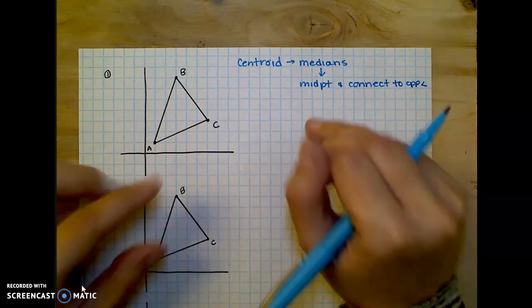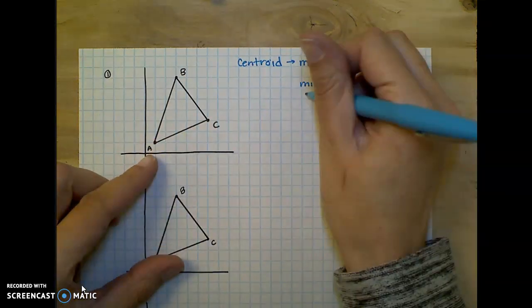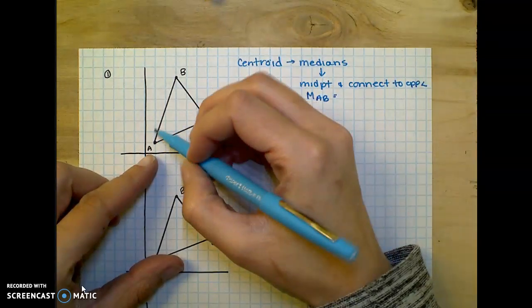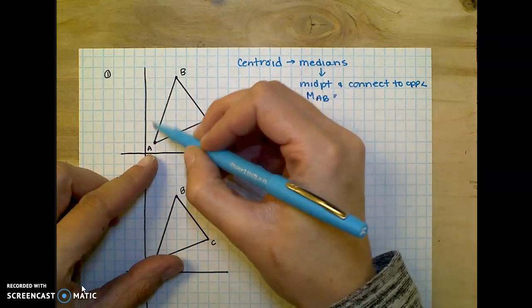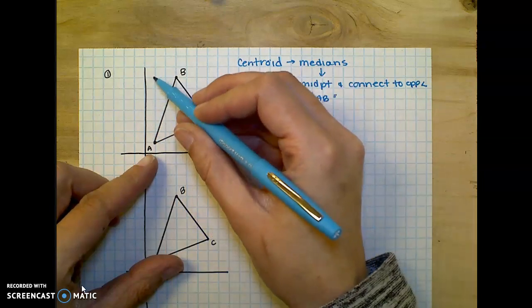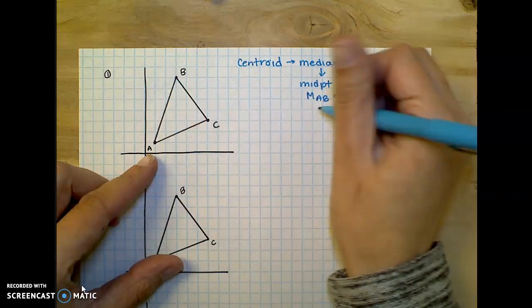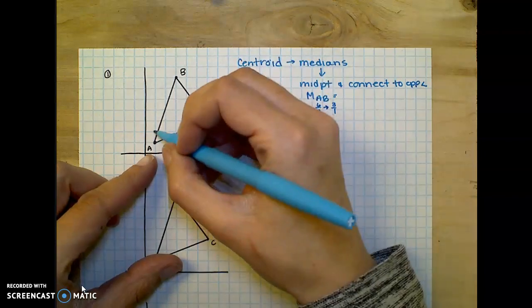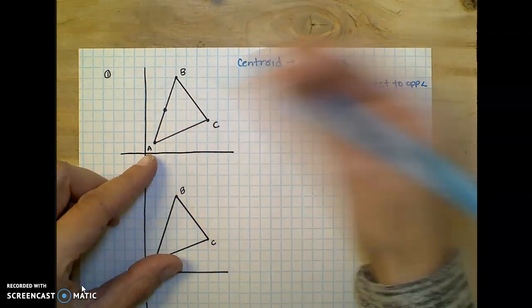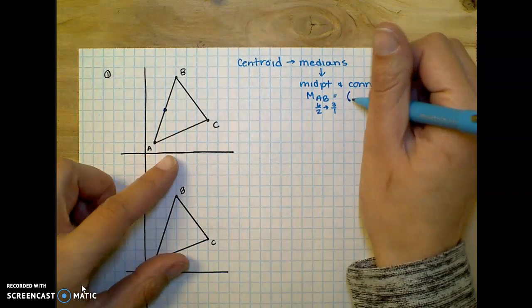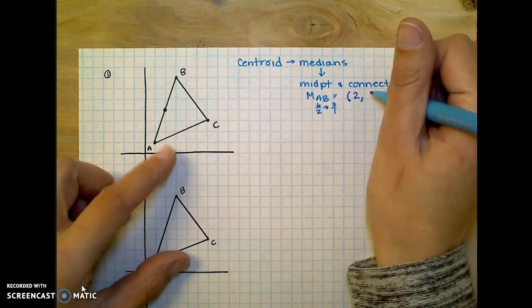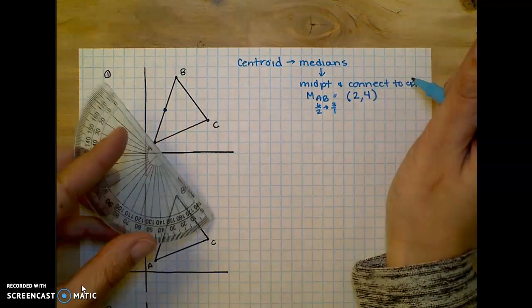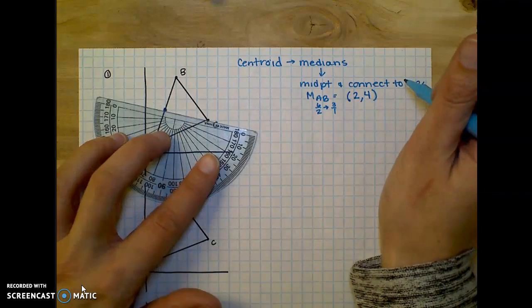So, if I was looking at the line AB, I'm going to find the midpoint of AB. I would count my slope. So I went up 1, 2, 3, 4, 5, 6 over 2. But rather than traveling 6 over 2, we're going to do 3 over 1. So I go up 1, 2, 3 over 1. And so that midpoint is located at (2, 4). Then I need to connect it to the opposite angle, which the opposite angle here is C.